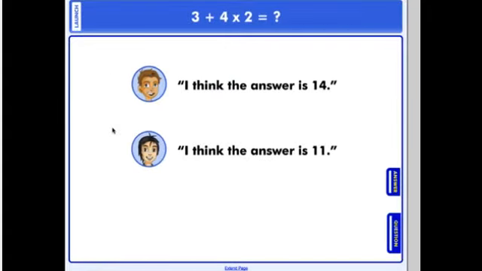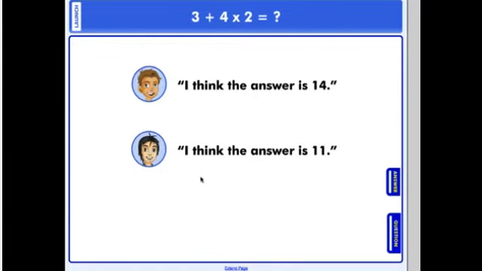Let's take this problem for example. 3 plus 4 times 2 equals what? Well, one person might say, I think the answer is 14. And another person might say, I think the answer is 11. You know, it's kind of ambiguous because we don't see any parentheses.